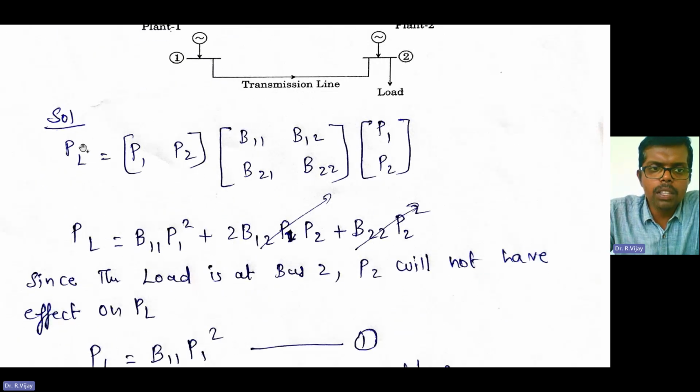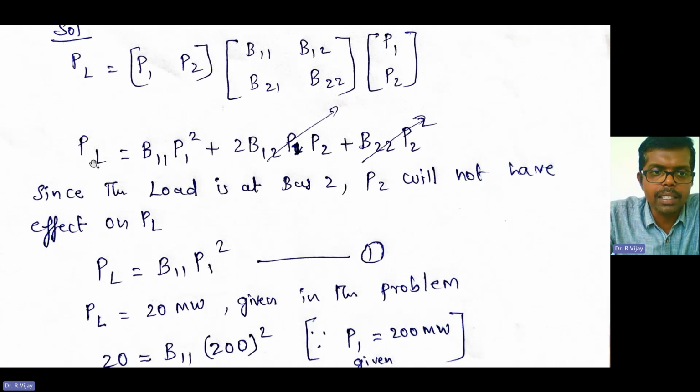First, the loss equation: PL is equal to the matrix P1 P2 multiplied by the matrix B11, B12, B21, and B22. This is the B loss coefficient matrix, and here P1 and P2 are the power vectors. While multiplying all these matrices, you'll get the power loss equation like this: PL is equal to B11 into P1 squared plus 2 B12 P1 P2 plus B22 P2 squared. So this is the power loss equation.